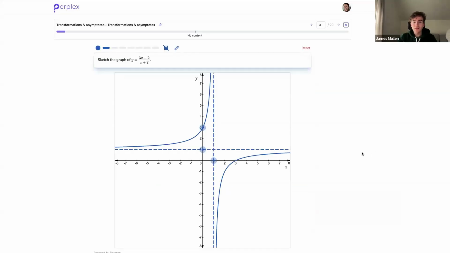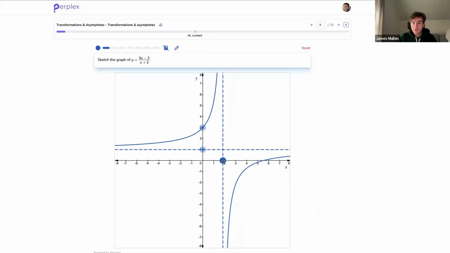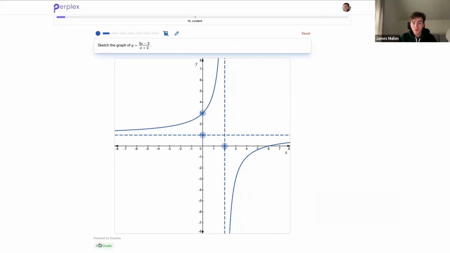So I'm going to give you a minute to do this exercise. I want you to sketch the graph of y is equal to 3x minus 2 over x plus 2. These you can drag around until you get them in the position that you want, and then you just hit grade to submit your answer. Okay, so I'm going to give you maybe a minute for this.